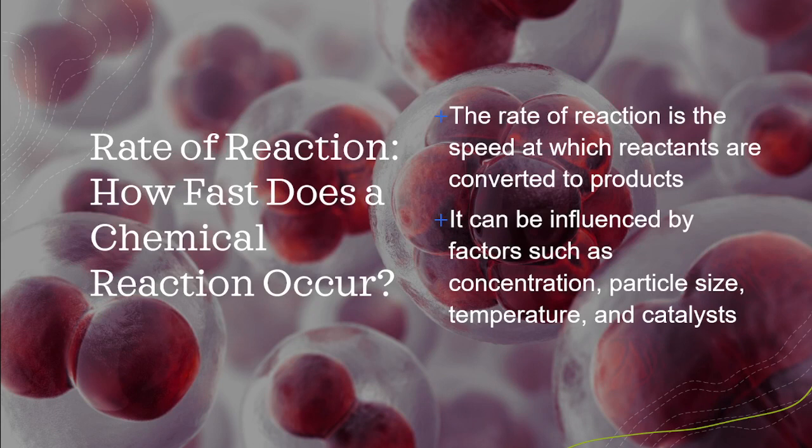Rate of reaction. How fast does a chemical reaction occur? The rate of reaction is the speed at which reactants are converted to products. It can be influenced by factors such as concentration, particle size, temperature, and catalysts.